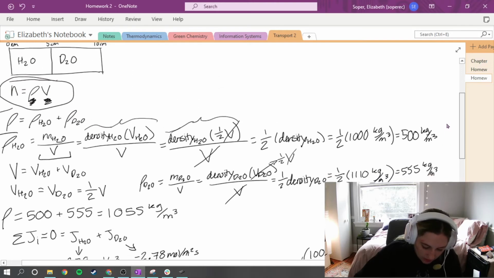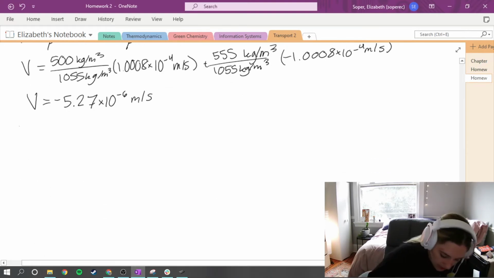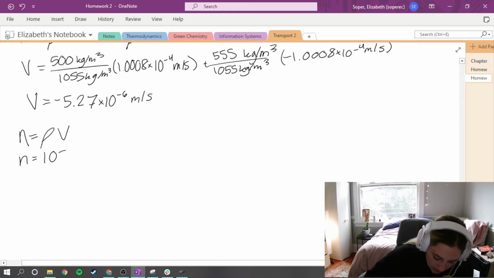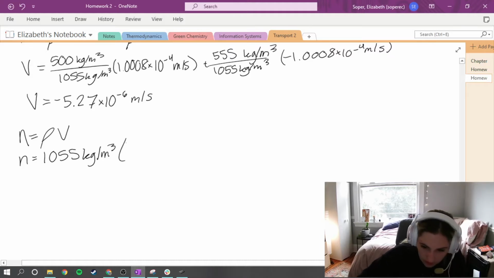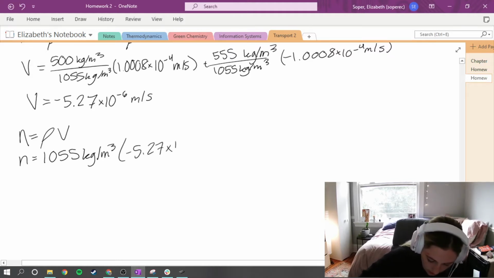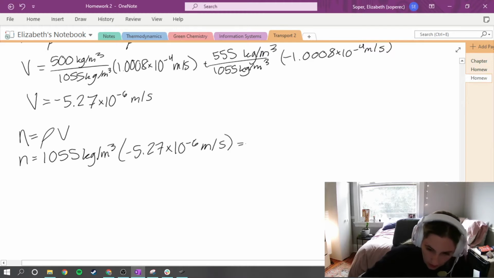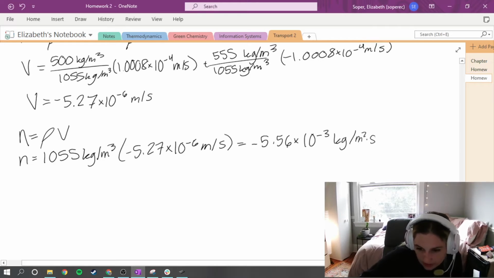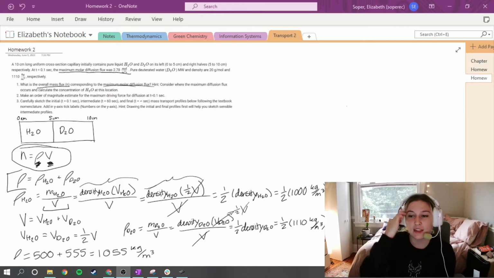So let's plug the numbers into mass flux equals total mass concentration times the total mass average velocity, and we are going to get... I already calculated these two numbers multiplied together, and I got negative 5.56 times 10 to the negative third kilograms per meter squared seconds. All right, so let's now look at the second part of this problem.